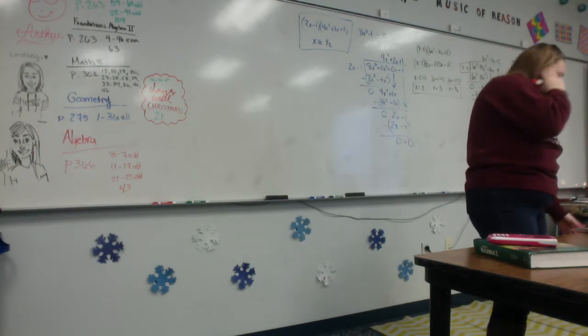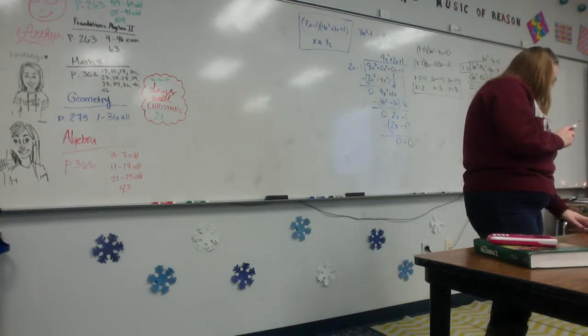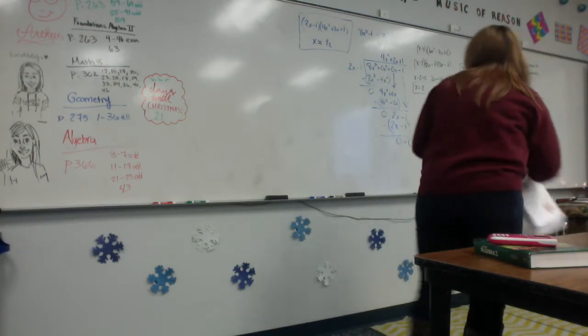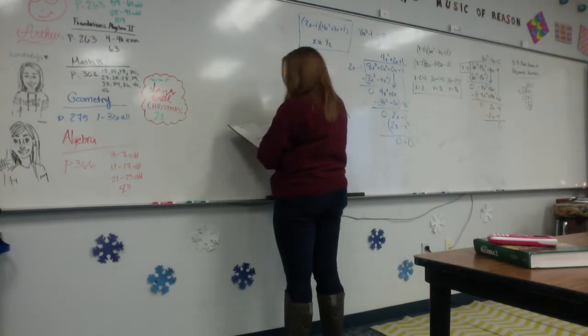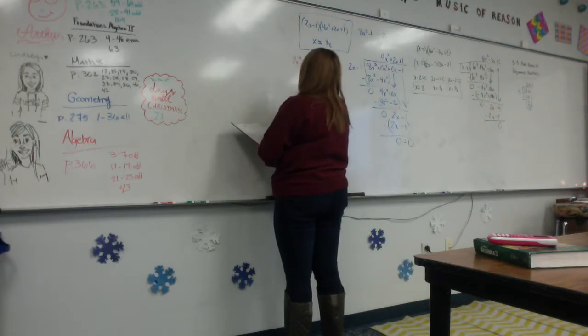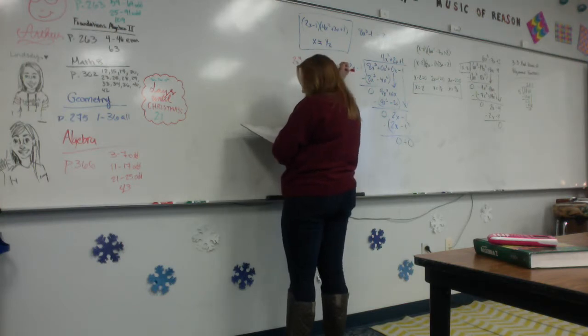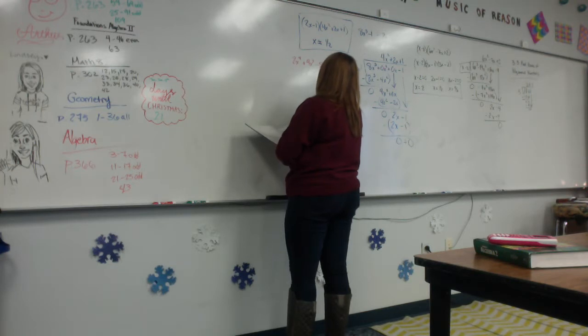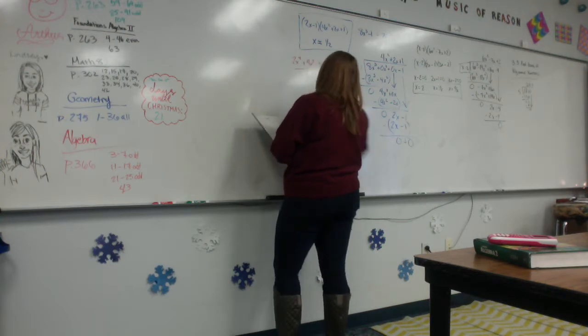Now let's look at one that has a remainder and then we'll do some synthetic division. Let's say here, divide 2x to the fourth plus 4x cubed minus 5x squared plus 3x minus 2 divided by x squared plus 2x minus 3.